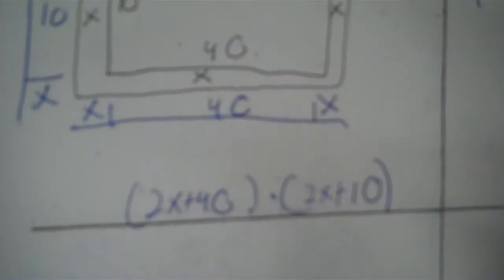Okay, next one, again, another surround, not an extend. So that's 40, x and x. That's 10, x and x. Okay, so it's going to be 2x plus 40 and 2x plus 10. Okay, so I take 2x times 2x. I take 2x times 10. I take 40 times 2x. And I take 40 times 10.